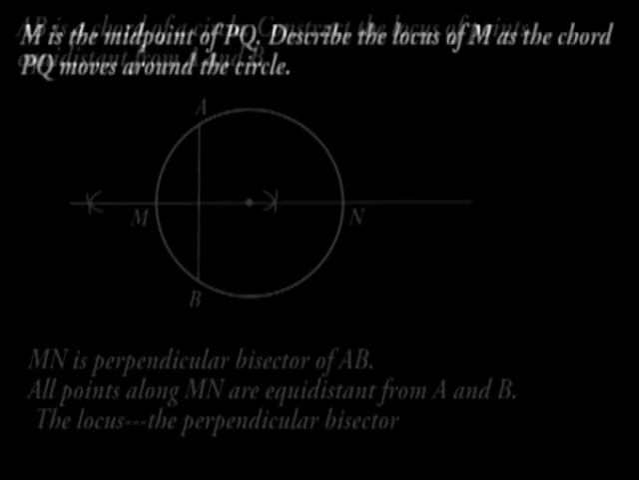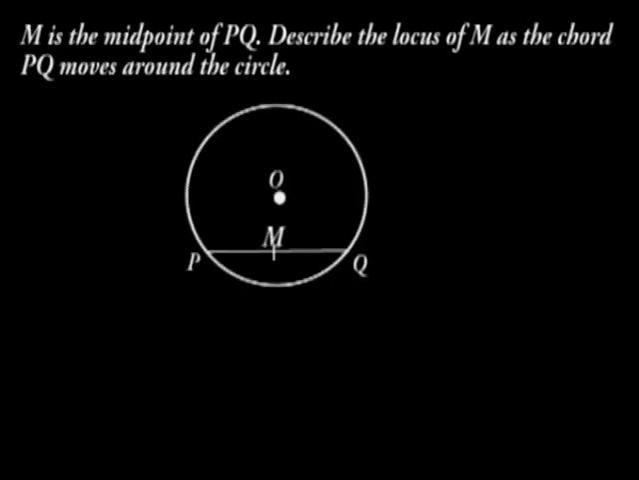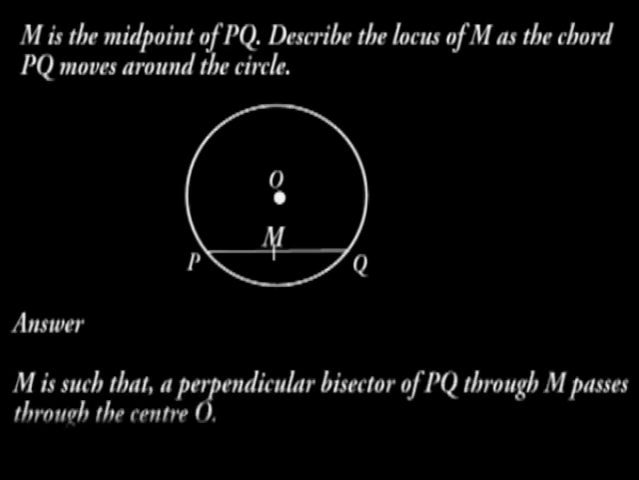Another example: M is the midpoint of PQ. Describe the locus of a point M as the chord PQ moves around the circle. This can be illustrated by the figure below. In our solution, we can describe M in this way. M is such that a perpendicular to PQ through M passes through O.